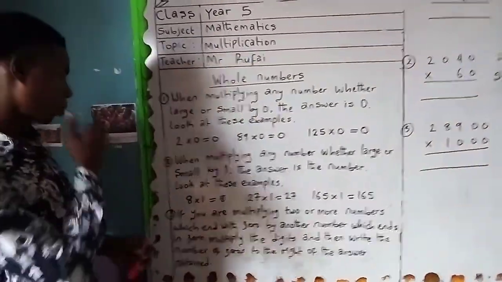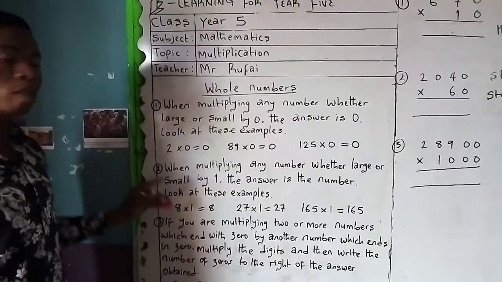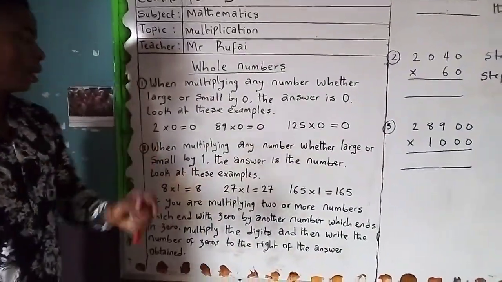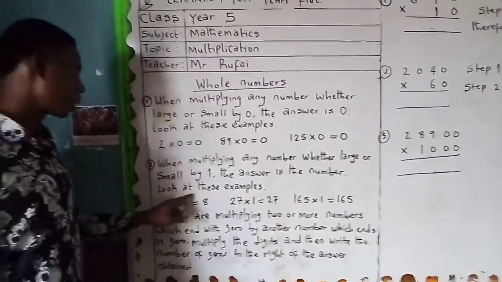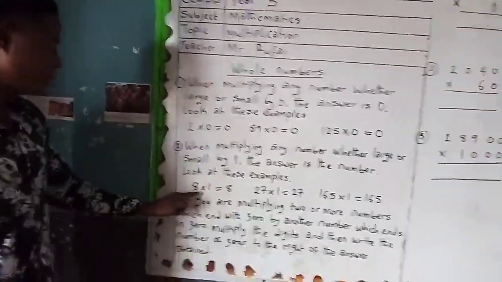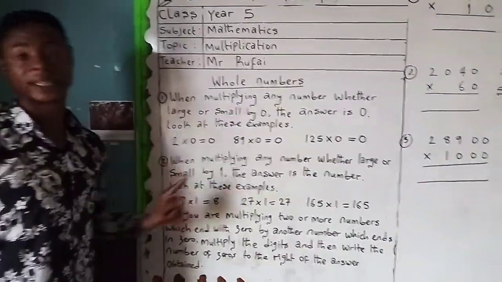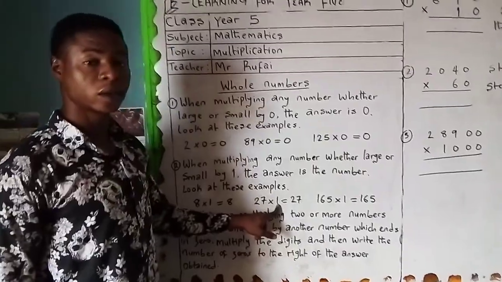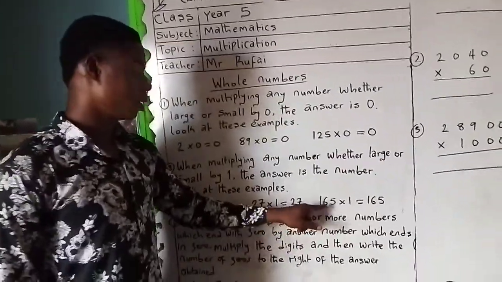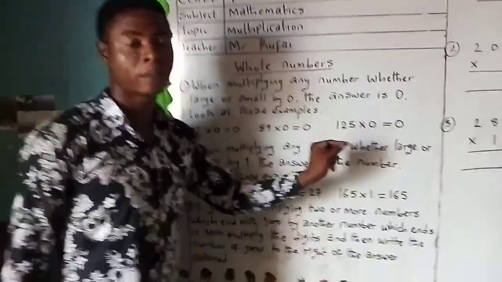So now, when multiplying any number, whether large or small, by 1, the answer is the number. So look at this example here now. What they are trying to tell you is, when you multiply 8 by 1, you still have 8. Then, when you multiply 27 by 1, you still have 27. Then, 165 multiplied by 1 still gives you that same number.